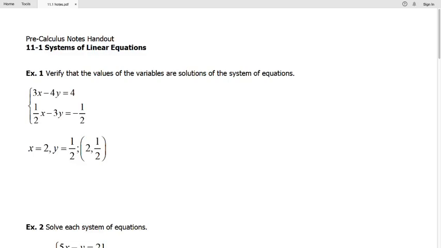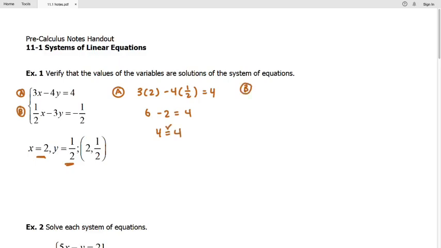Notes 11.1. We want to verify first that the values of the variables are solutions to this system of equations. So knowing what we know about variables and such, if we plug in 2 everywhere we see x, 1/2 everywhere we see y, we want these 2 equations to be true. If they are both true, that means that we've got a solution to our system. So I'm going to label these A and B, and I'll do that as we go through this set of examples. But if I replace x with 2, and y with 1/2, do we get something that is true for equation A? We get 6 minus 2 is equal to 4. 4 is indeed equal to 4, so that works for equation A.